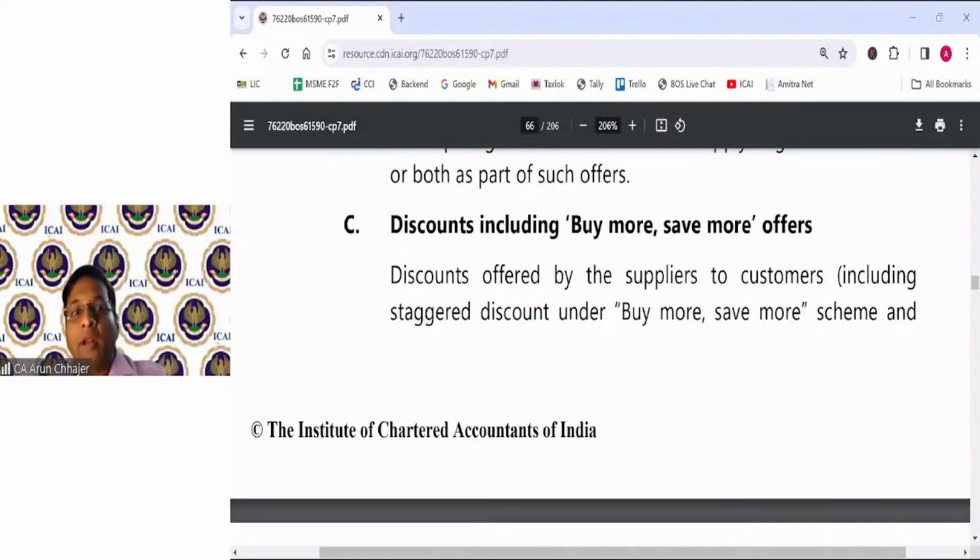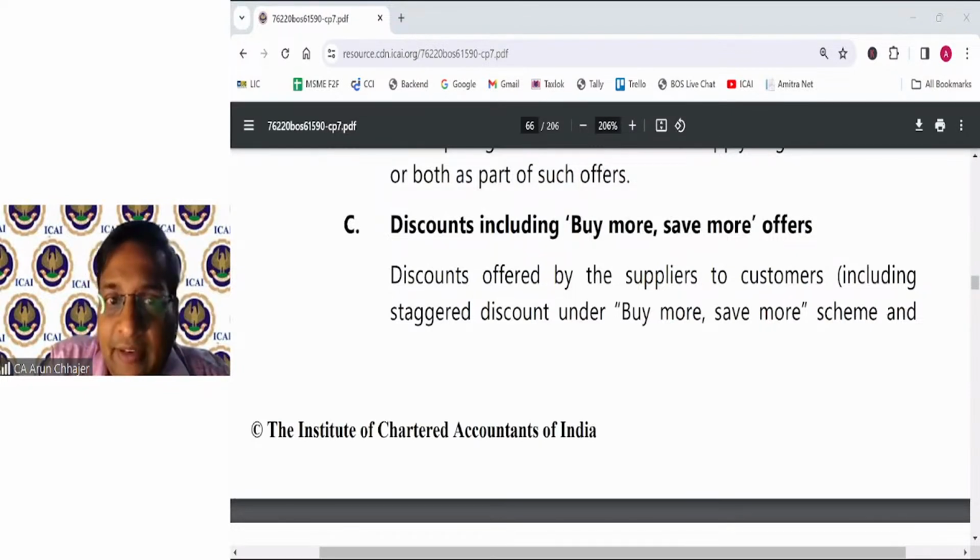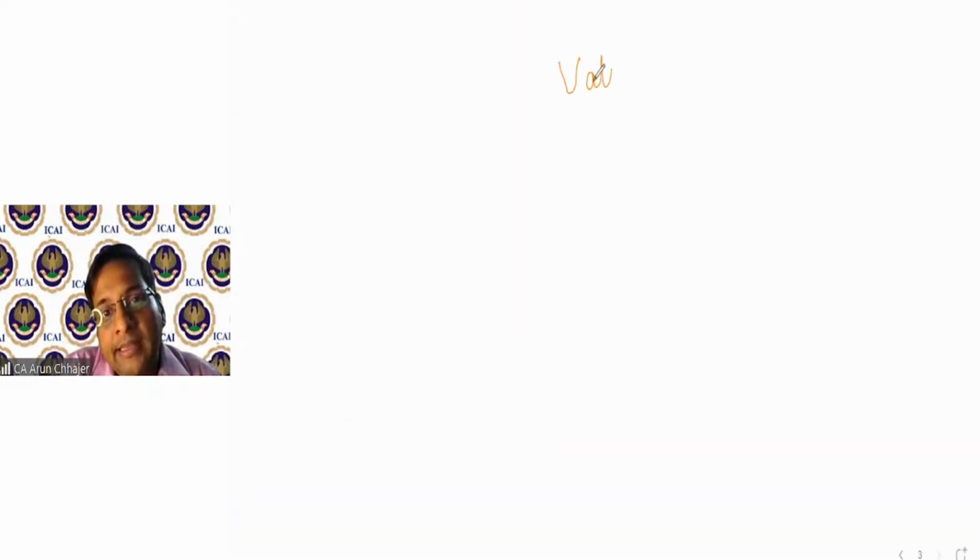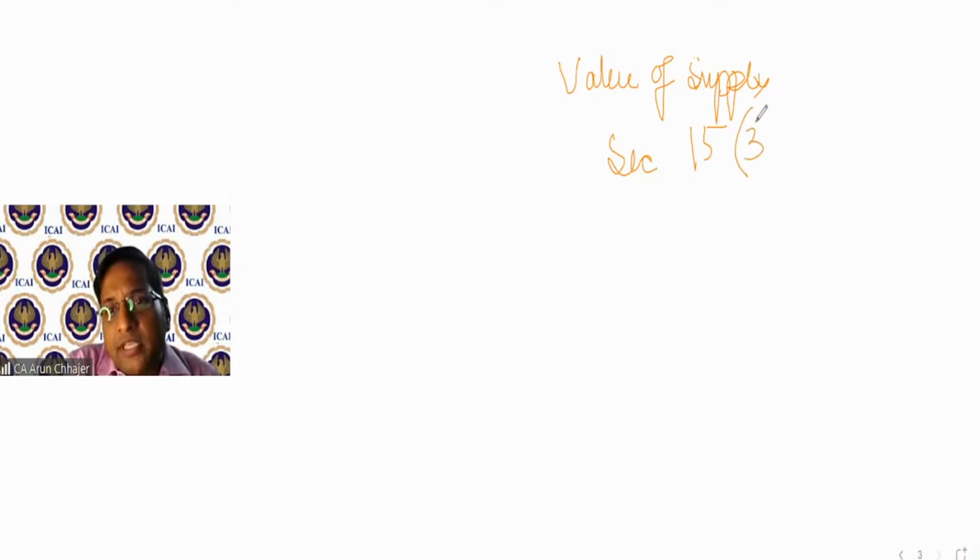Now, buy more, save more. I remember that there is a section in the value of the supply. As you told me, the valuation chapter is completed. Am I right? So in the value of the supply chapter, there is section 15, subsection 3, which talks about the treatment of discount.